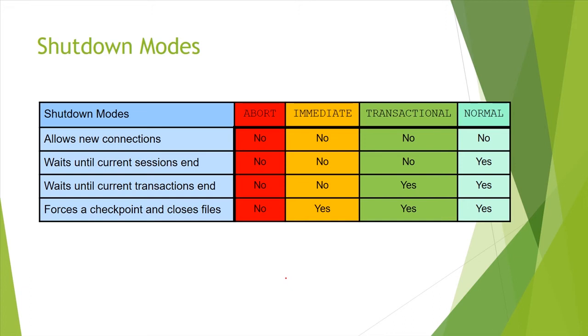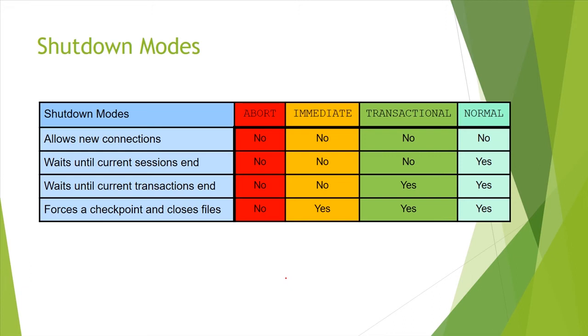The third mode is shutdown immediate. In shutdown immediate, Oracle will not wait until the transactions end. It will forcefully roll back all transactions from all sessions, then disconnect all sessions, then do a checkpoint, close the database files, and bring down the instance.